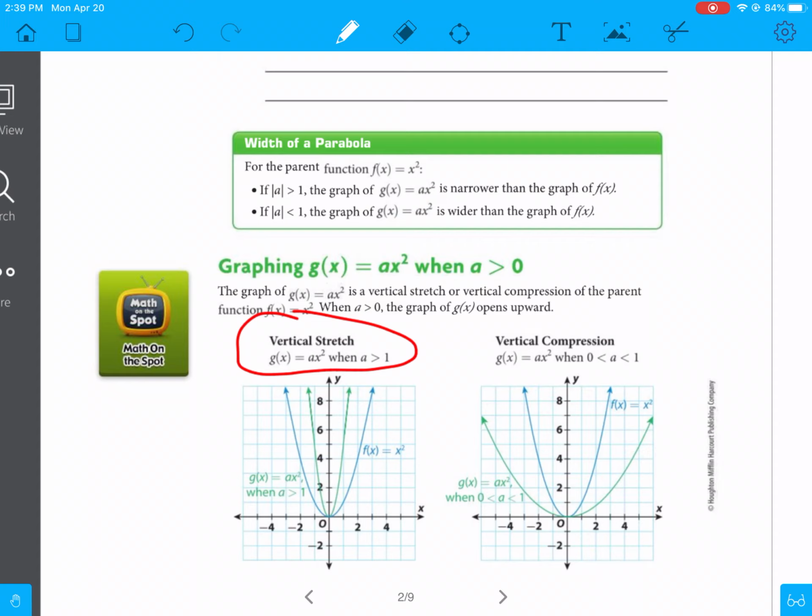So the green one on the vertical compression, the blue is the original, your parent function, and your green is more compressed. Think about one of those videos on YouTube where they do the hydraulic press with different objects and how they kind of get smushed. That's more of a compression.